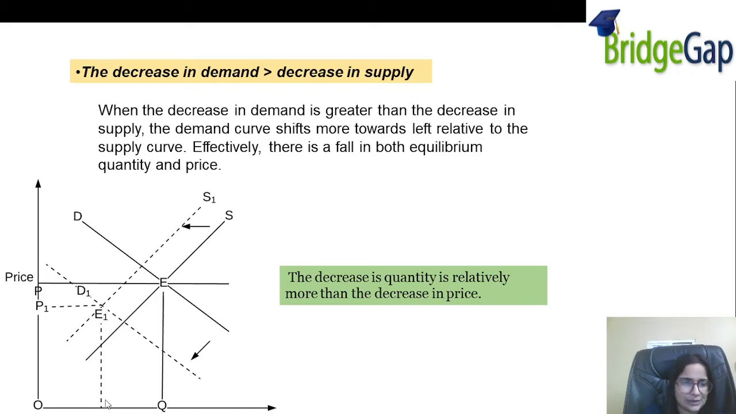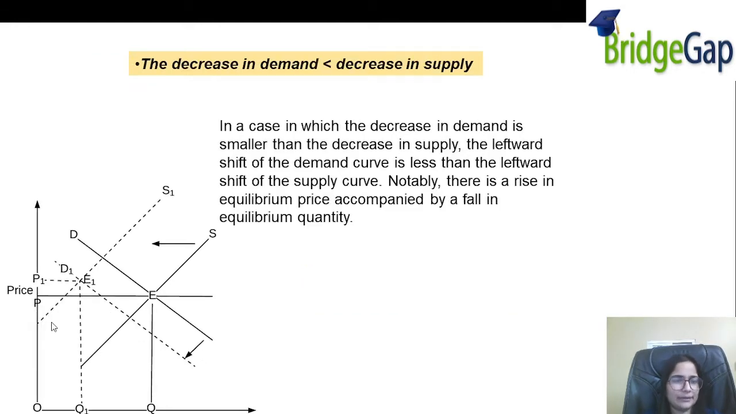decreases. Okay, so this is going to be the result of a greater decrease in the demand compared to the decrease in supply. The decrease in quantity is relatively more than the decrease in price. Of course, you can see the quantity has decreased in a larger proportion as compared to the decrease in the price. All right. Coming on to the next topic.